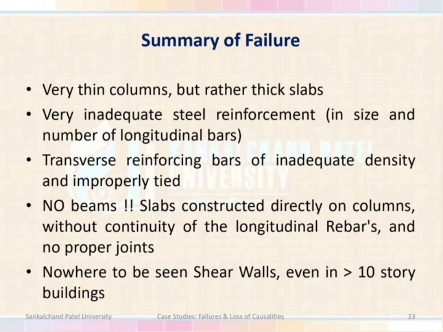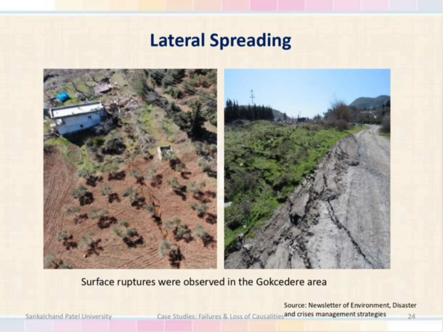Some of the conclusions you can see: thin columns, thick slabs, inadequate steel reinforcement, inadequate transverse reinforcing bars, no beams, and nowhere are shear walls seen in buildings greater than 10 stories. Some surface ruptures were also observed. You can see the major cracks on the surface of the earth.